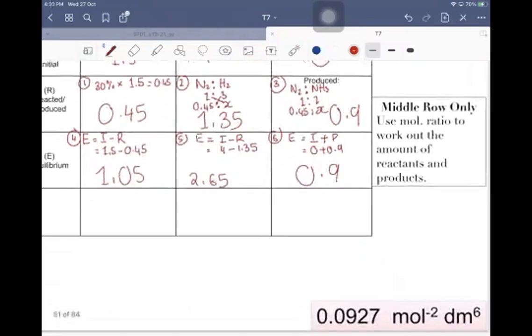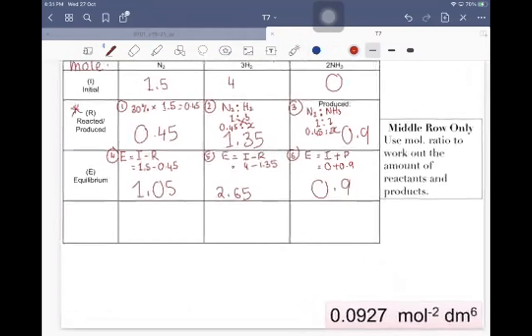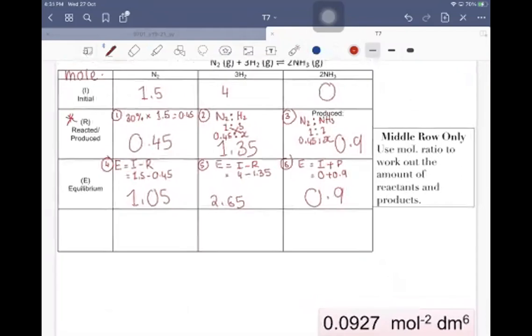Is there any answer for this? 0.0927. Okay. So these are still number of moles. I've omitted the units, but if you think it would benefit you to write on the unit, of course, that is not wrong. So we need to convert your number of moles to concentration. And thankfully, your number of moles at equilibrium have been found for all 3 reactants and products.